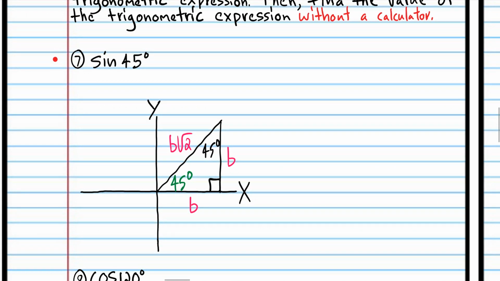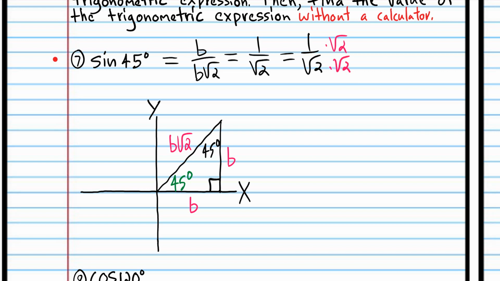So sine 45 is going to be the side opposite the 45-degree angle divided by the hypotenuse. The b's cancel out, and we need to rationalize the denominator. So I'm going to multiply both sides by root 2, and I'm going to use a different color. Multiplying both sides by root 2, we have root 2 over root 4, which is root 2 over 2.